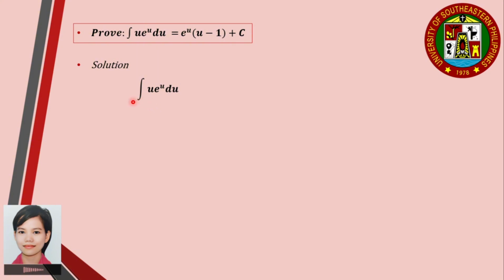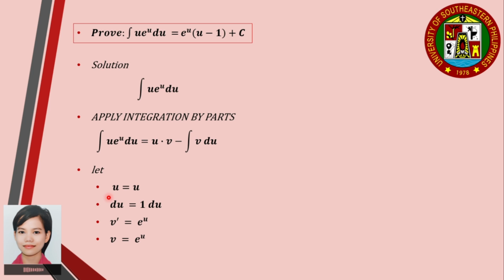So if you already know the integration by parts, the integral of u dv equals u times v minus the integral of v du. So for this problem, we're going to let u be equal to u, and the derivative of u is du, of course, and we have dv is e raised to the power of u, then our v is e raised to the power of u. So we already have the u, v, and du, so we can substitute. So this would be the next step.